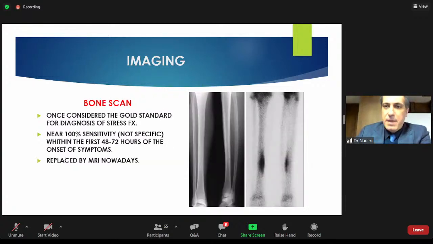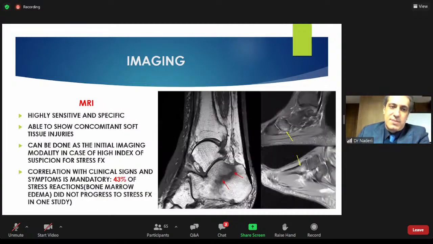the trajectory of the fracture. Bone scan was once regarded as the standard diagnostic test for stress fractures, but although it has 100% sensitivity, it is not specific at all, especially within the first 48 to 72 hours of the onset of symptoms. So it has been replaced by MRI nowadays. MRI is highly sensitive and specific in diagnosing stress fractures. It can show concomitant soft tissue injuries and can be done as the initial imaging modality when a high index of suspicion for a stress fracture is present.